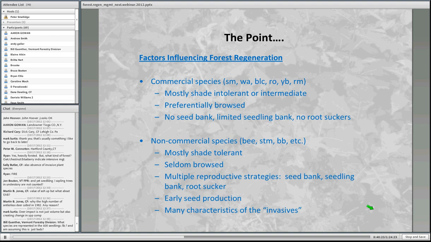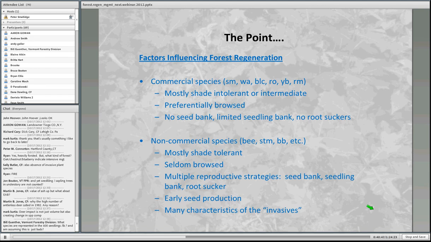So the commercial species that are desirable, these are hardwood: sugar maple, white ash, black cherry, red oak, yellow birch, red maple, tend to be more tolerant or intermediate of shade. They're preferentially browsed, and they lack some of the robust reproductive strategies that the non-commercial species have, such as seed banks and the ability to root sucker.